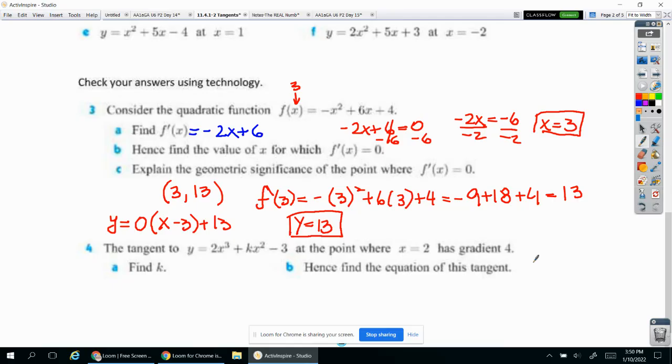So we stopped here yesterday. We had this problem: the tangent to y equals 2x cubed plus k times x squared minus 3 at the point x equals 2 has gradient of 4. All right, so let's look at this.